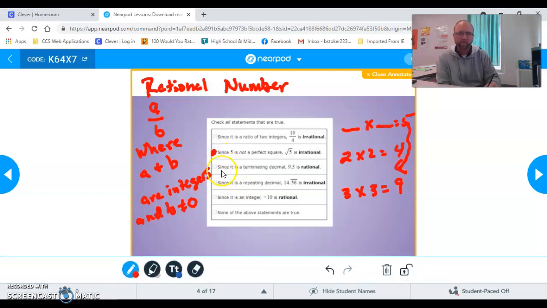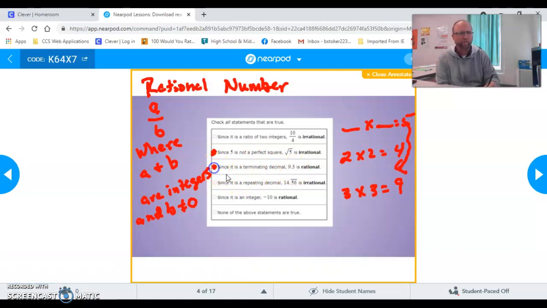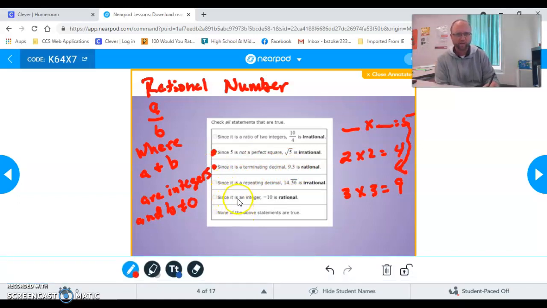That's a true statement. All right, since it's a terminating decimal, 9.3 is rational. Well, anytime a decimal terminates or repeats, it's rational. So since it's terminating, that's rational.